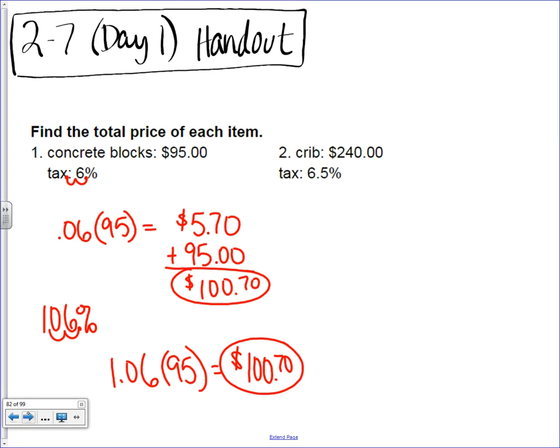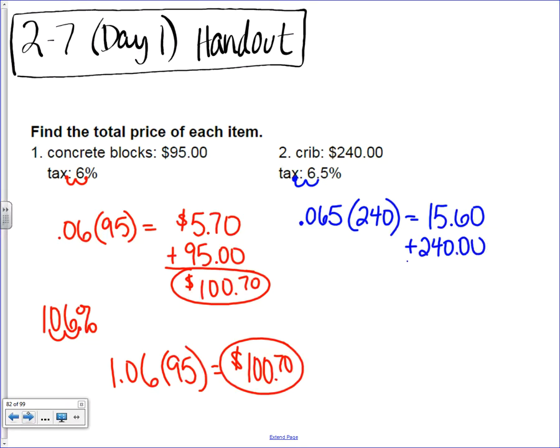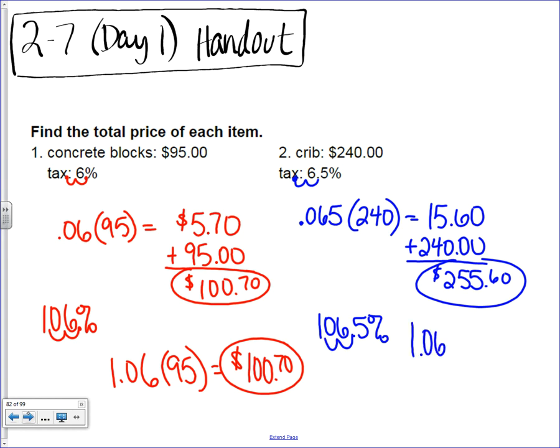Number 2, we have a crib, and I'm being taxed 6.5%. So I need to move that decimal place 2 spots to get 0.065 times the $240 for that crib. That gives me a tax of $15.60. Add it to the price of the crib, and you get a final bill of $255.60. Or you can do it in one step. I'm getting taxed 6.5%, which means I'm going to pay 106.5% of the price of that crib. We move that decimal place 2 spots, and you get 1.065 times the $240, which will give you the same final bill of $255.60.